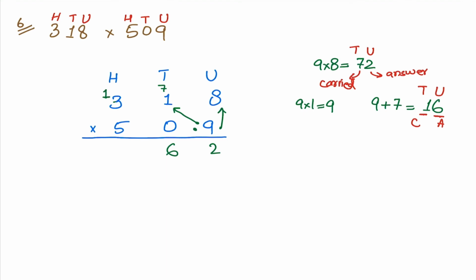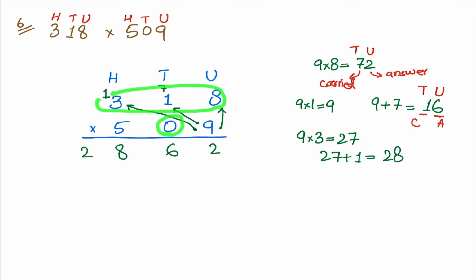Again, we will multiply 9 with the number 3. So we have 9 times 3 is 27. And then we will add the number 1 that was carried to the result of multiplication of 9 and 3. Okay? So 27 plus 1 is 28. Here we will write 28. Now the next thing that you have to do is you have to multiply the number 0 with the number 318. Okay? So let me quickly erase all these marks.